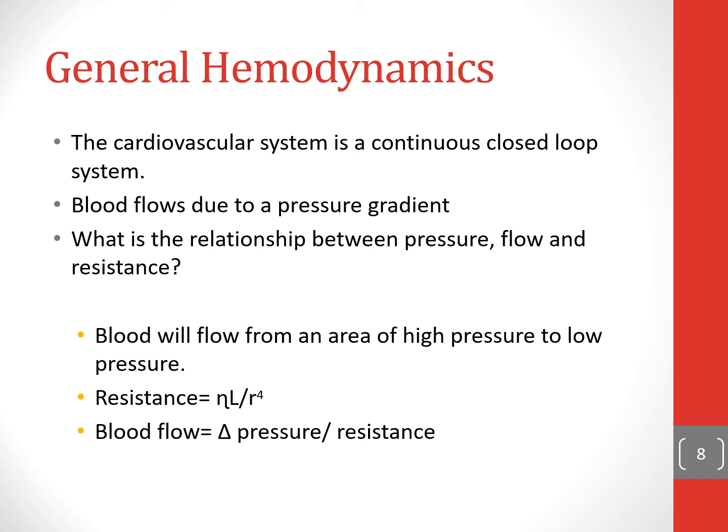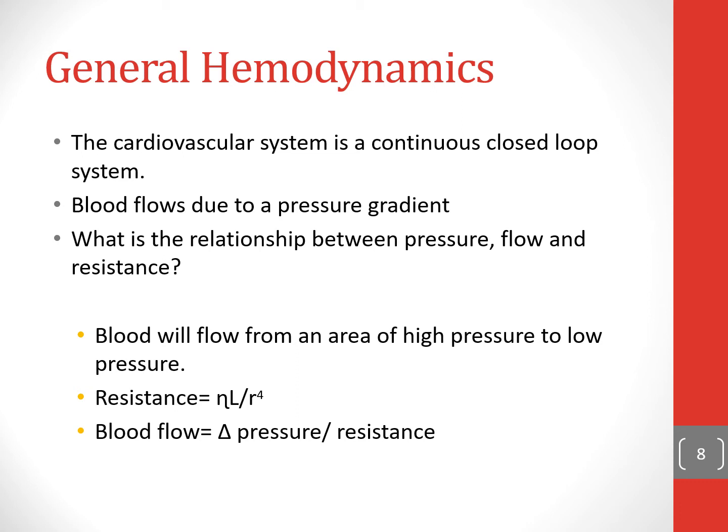And because this is a closed loop system, we must understand that the pressure must be highest as the blood exits the heart, and it'll be lowest where the blood returns to the heart. So that's going to establish a pressure gradient that will allow us to continue to move blood in a unidirectional manner, or in the same direction at all times.